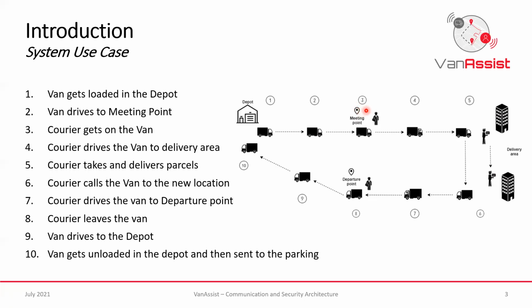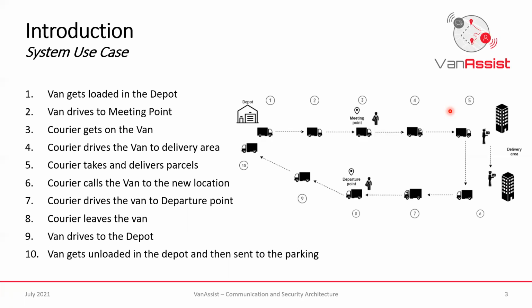In the fourth step, the courier drives the van to the delivery area. Then the courier takes some parcels from the van and delivers them to the area. Then when the delivery is finished, the courier calls the van to the new location. When the new location is set to the van, the van autonomously drives to the new location and meets the courier there. The courier gets another set of parcels and then takes them to another delivery area and performs the delivery.